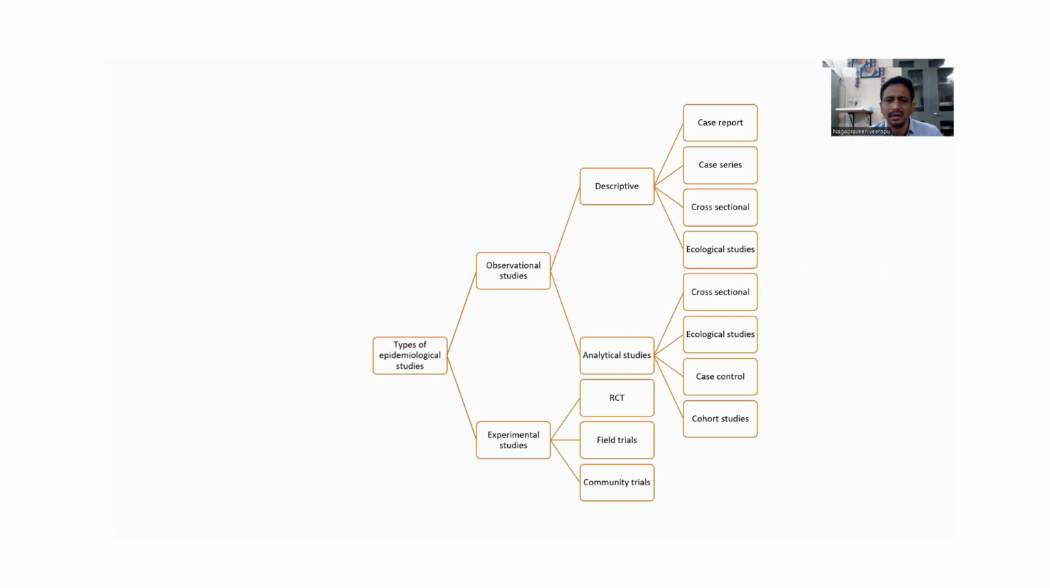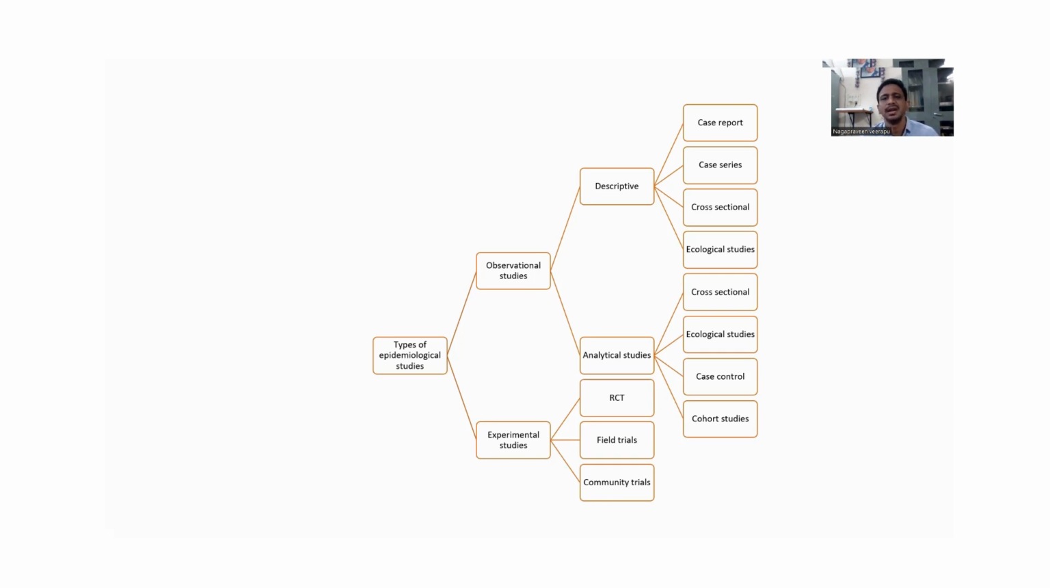See, there are types of epidemiological study designs. You can divide them mainly into two types: one is observational studies, another one is experimental studies. In observational studies, you are just observing the health event or the disease process. You are not intervening with any intervention process. Whereas in experimental studies, you are intervening in the study and seeing how the study proceeds with your intervention.